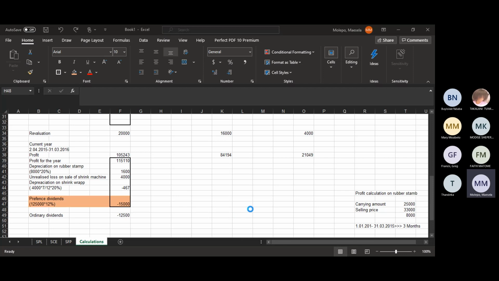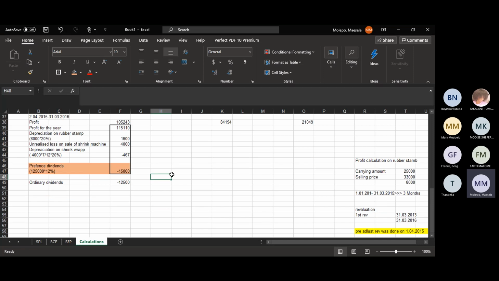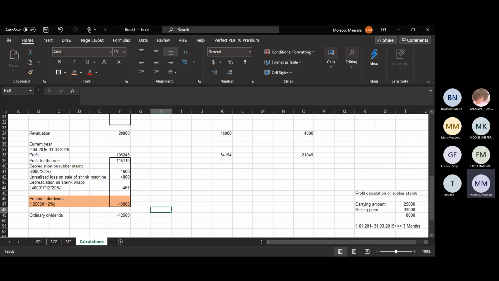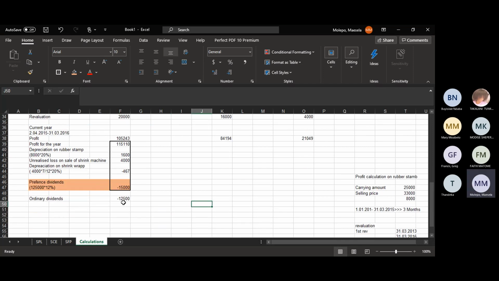Let's continue. Then we're going to do the analysis of shareholders of the preference shares. So all the information here is fine. We just have to record the one for ordinary dividends. So the ordinary dividends is 12,500. So that 80% will be 10,000. And then here it will be the 5,000.